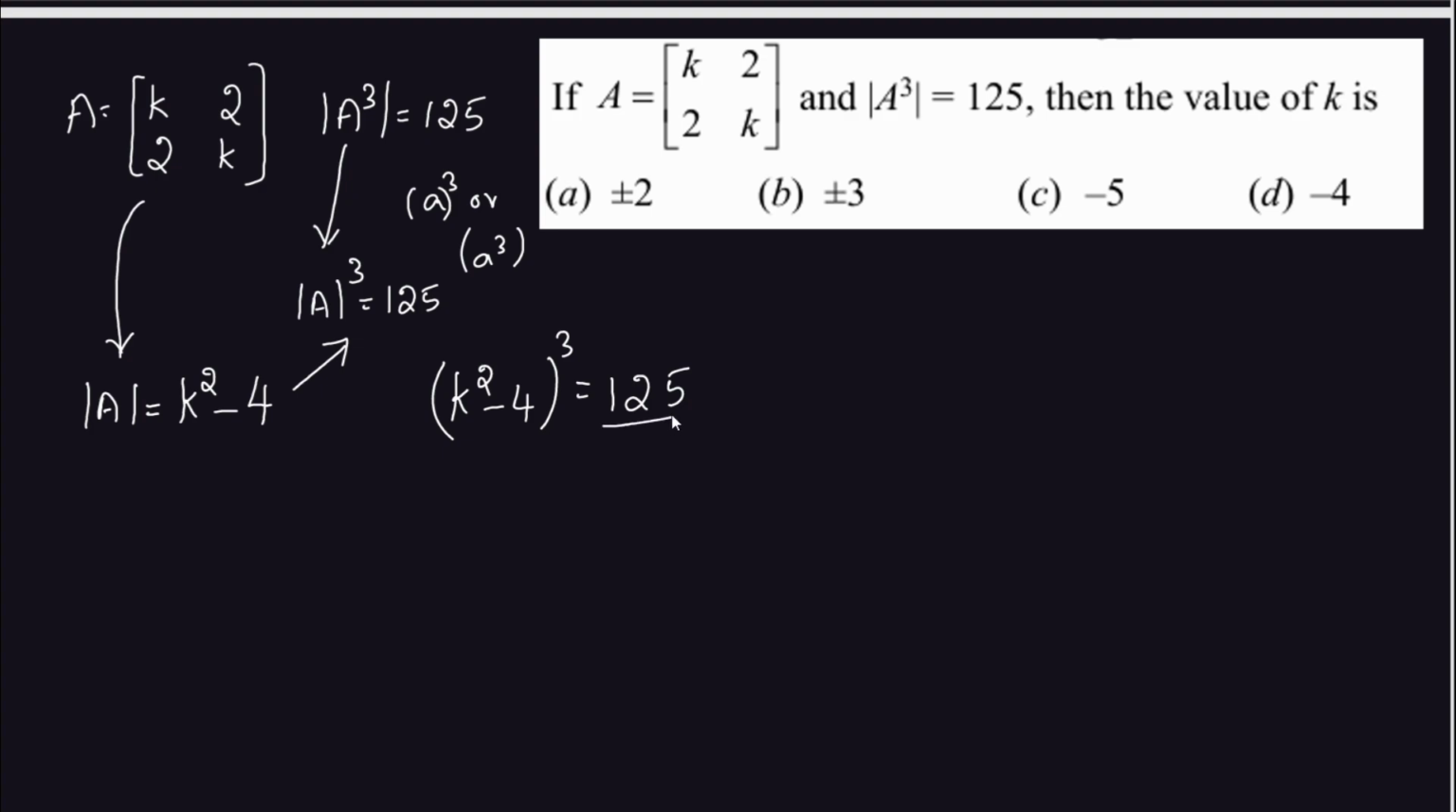See, when you see this number 125, you already know that it is 5 cube. So what can you do? You can apply cube root on both sides. If I apply cube root, what happens? Cube and the cube root cancel on the LHS. It becomes k² − 4.